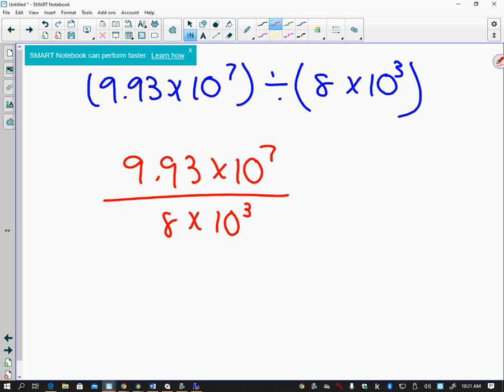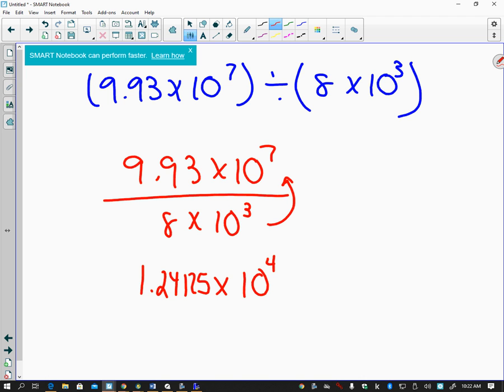Okay, so whenever I move this up, it becomes a negative 3, right? So I should get 10 to the 4th. That's not a problem. But 9.93 divided by 8, what is that? 1.24125. Now, do I need to change that at all? No, it's already in scientific notation, right?